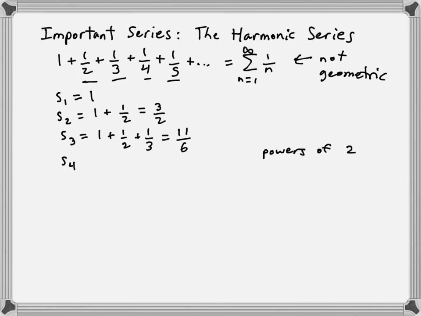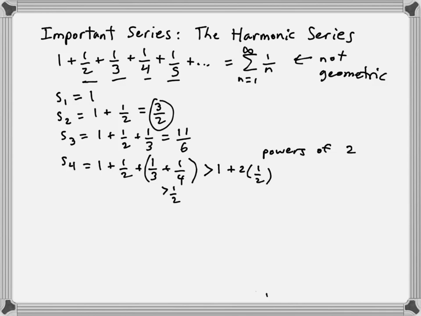Our first one is 1. Our second power of 2 is 3 halves. What would S4 be? So the trick is to realize that these two terms have to add up to be more than a half. How do we know that? Well, because 1/3 is bigger than a fourth, and a fourth plus a fourth is a half. So this has to be bigger than 1 plus 2 times a half, which is 2.